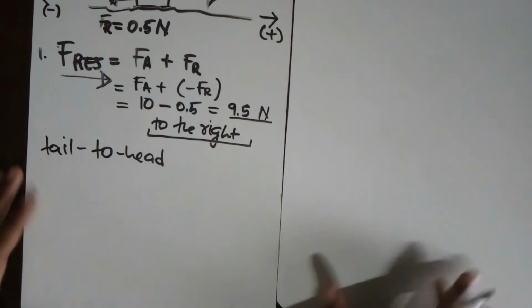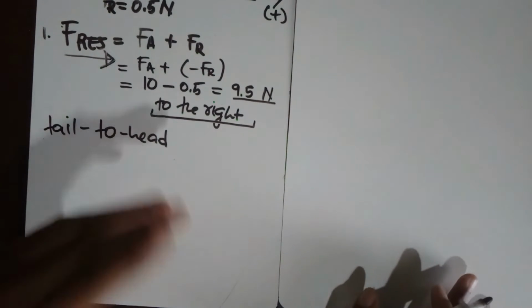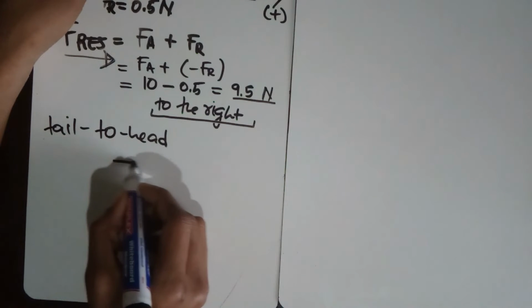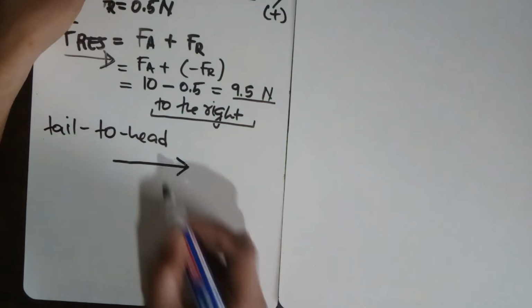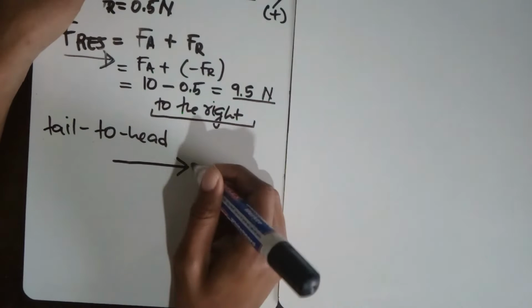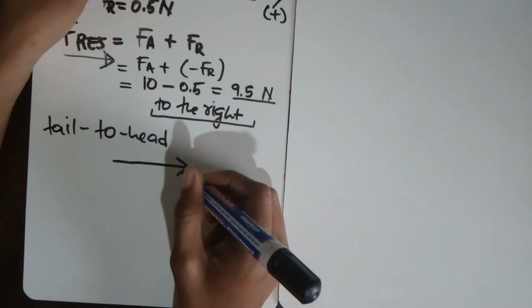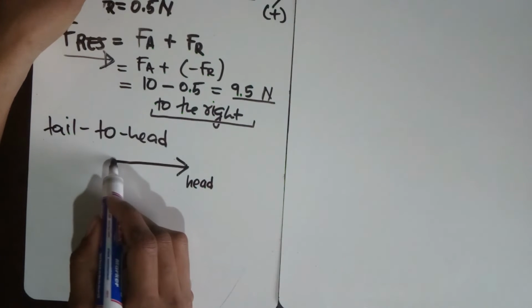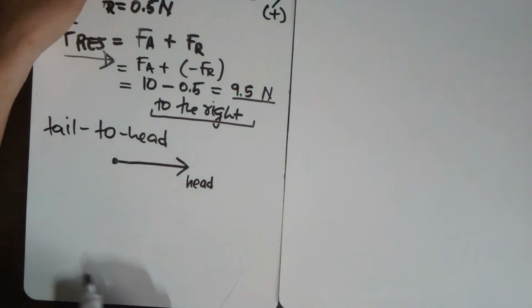So remember, when we represent a vector, when we sketch it, we normally just draw a line with an arrowhead, right? And we call this end here with an arrow the head of our vector. And this part here, we call it the tail.